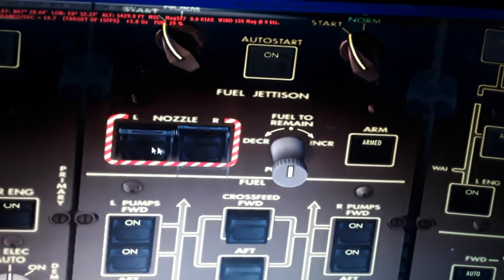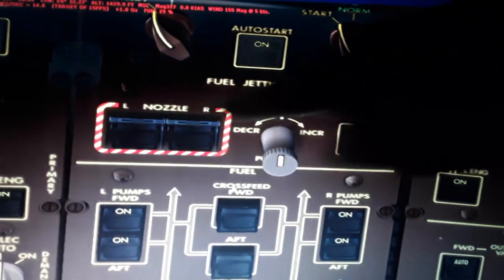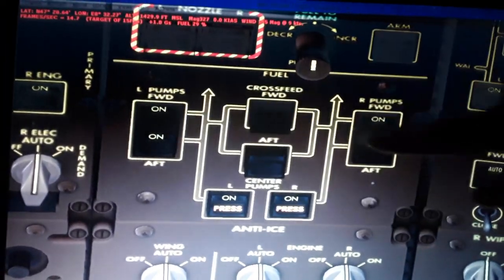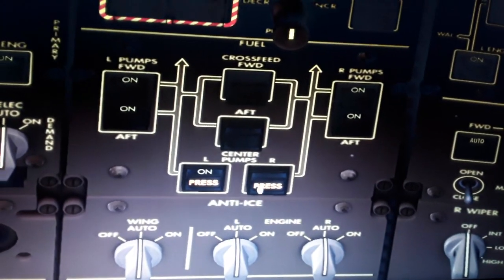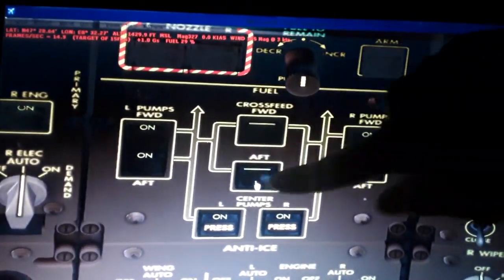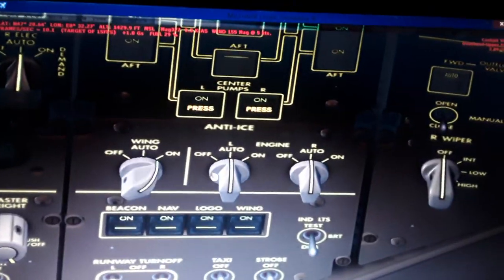The aircraft fuel jettison, you can dump some fuel like this to lose weight in flight if you need to make an emergency landing. You can select the tanks. This is the left wing and the right wing fuel tank, the center tank right now. You can see it's empty, the pressure is on. Only the left and the right wing have fuel. You can use the crossfeed valves to balance the fuel. We have also the wing and engine anti-ice here.